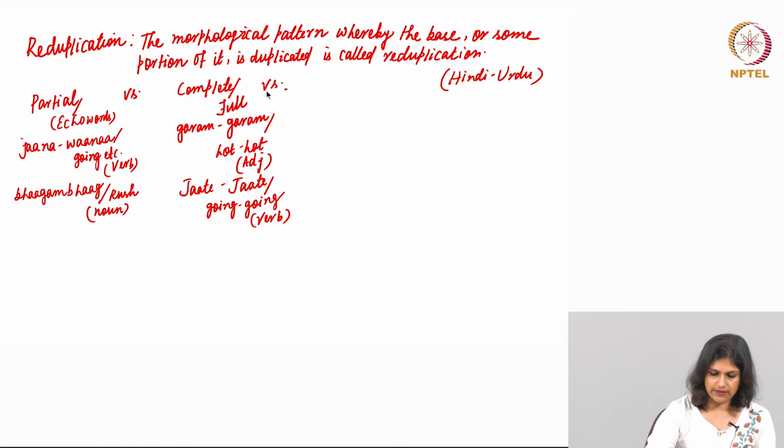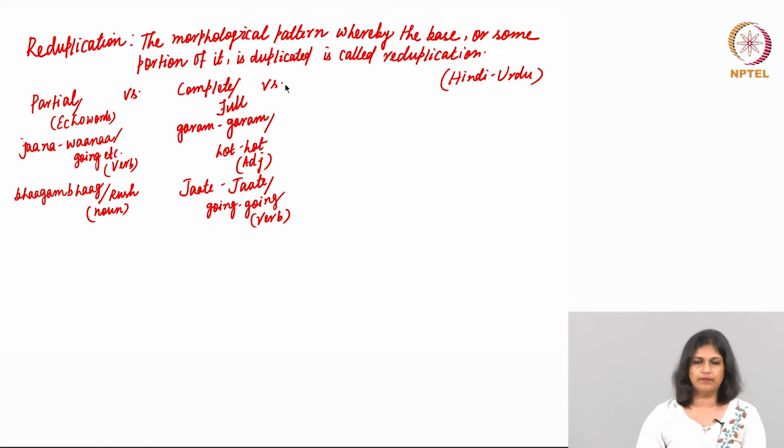Okay. So, now let us look at the different types of reduplications that we might have in our languages, and you need to think about how it works in your language. I will give you some examples from Hindi Urdu, which is a South Asian Indo-Aryan language. In Hindi Urdu, you primarily see two kinds of reduplication. One is partial reduplication and the other is called complete reduplication. Partial reduplication is also known as echo words, and complete reduplication is also sometimes called full reduplication. So, complete or full, and the other one is partial or echo words.